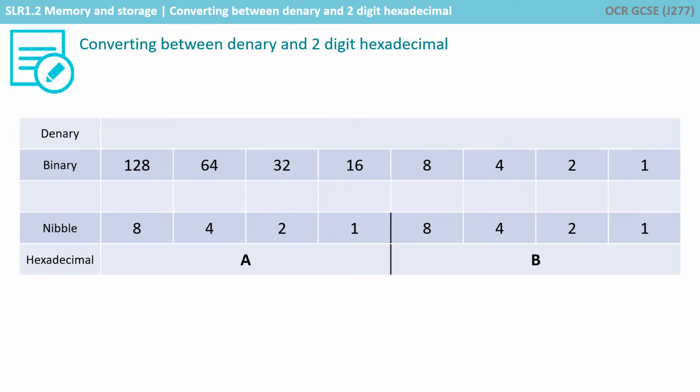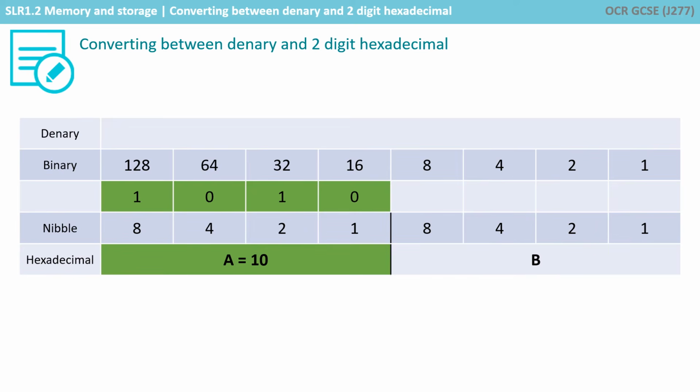Let's take a look. So we'll start with the left-hand hexadecimal digit first, which is an A, and we know that needs to turn into one nibble. So A needs to turn into 4 bits. Well, A represents 10, so that's an 8 and a 2. So we've got a 1 in the 8 column, followed by a 0, followed by a 1 in the 2 column, followed by a 0. 8 and 2 is 10, or A in hex.